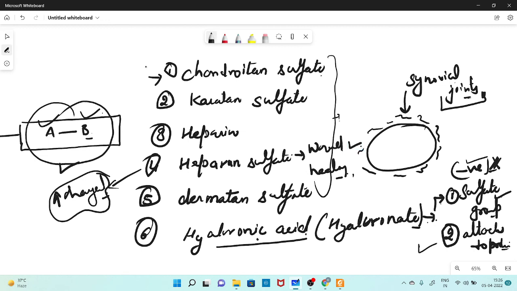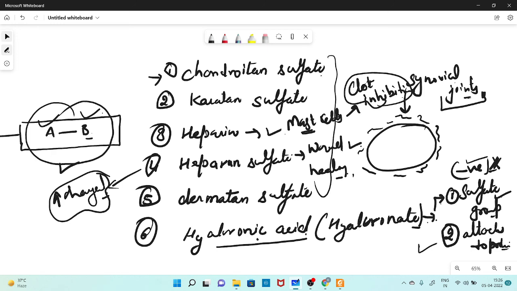Then comes heparin. Heparin is present in the intracellular granules of the mast cells, right? And due to that, its function is clot inhibition. It inhibits the clot formation in the body.